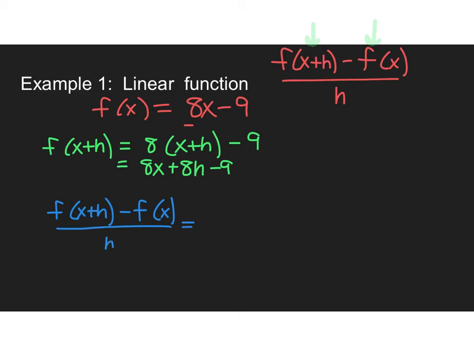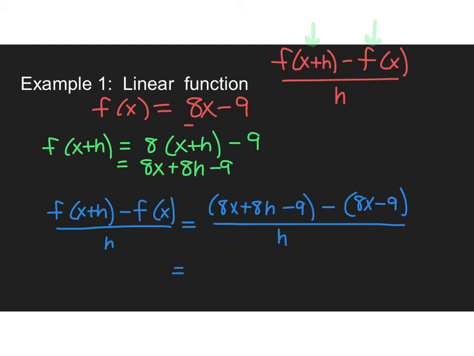So we're going to start by substituting in f of x plus h to the first part, which was that 8x plus 8h minus 9. From that, we're going to subtract f of x. Make sure you put f of x in parentheses so that you are subtracting the whole original function, and then divide the whole thing by h. At this point, we're going to distribute that negative all the way through the numerator. And remember, it's all divided by h.